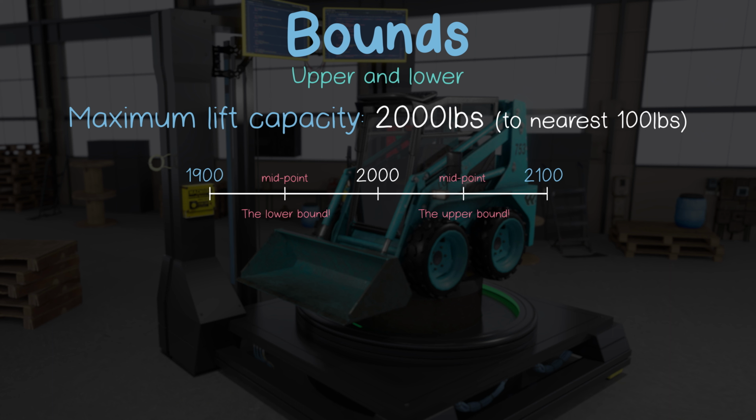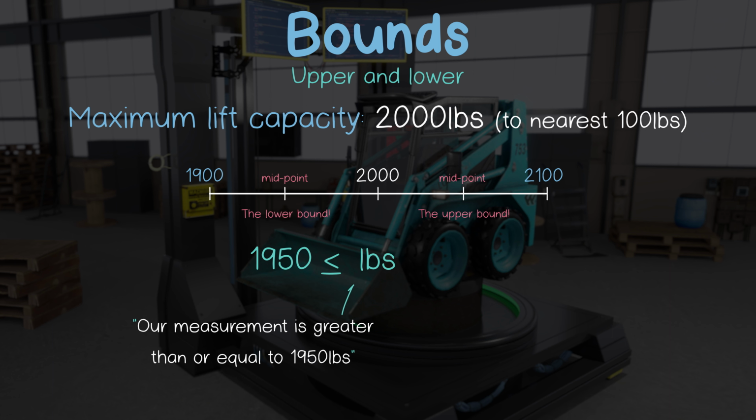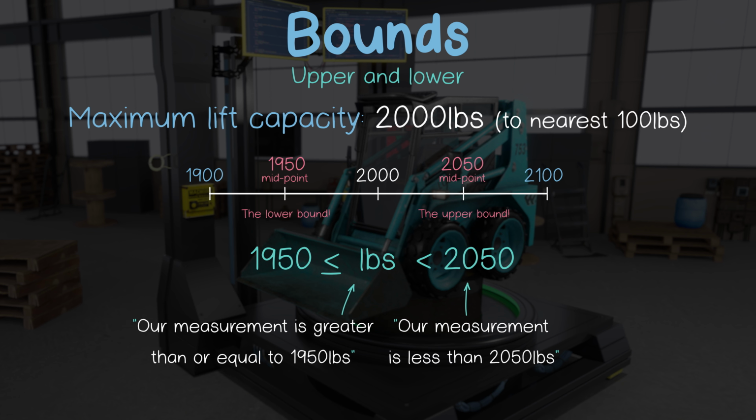Is exactly the same as what we've been doing before. I'm just explaining it in a slightly different way for clarity. So we can say that our lower bound would have been greater than or equal to 1,950 pounds, because anything lower would have rounded to 1,900. And our upper bound is less than 2,050 pounds, as anything higher would have rounded to 2,100.